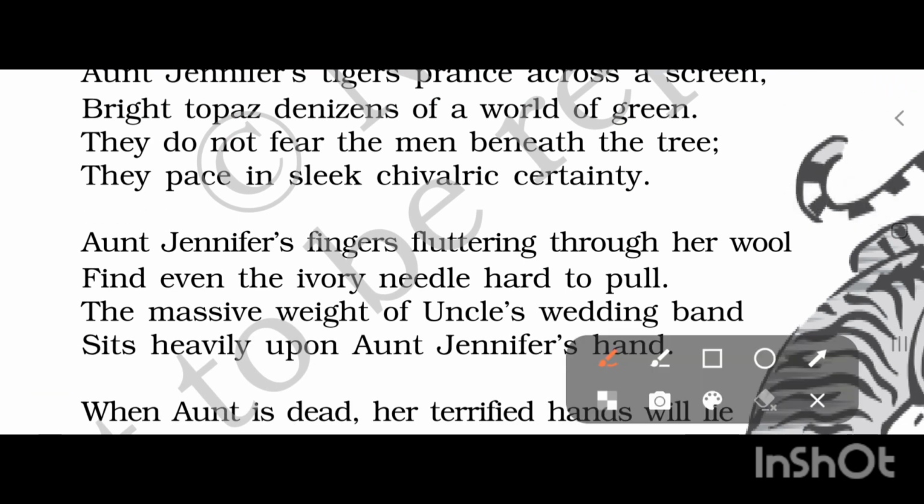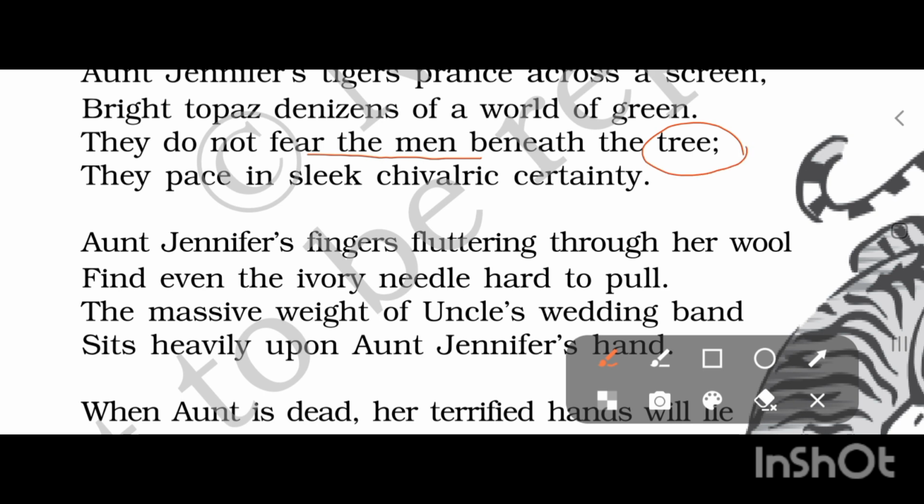Third one. They do not fear the men beneath the tree. Now in the third line, the poet says that these calf tigers do not fear the men. Here men means maybe the hunters who are beneath the tree. Here men refers to the hunters, and here tree means what? Tree means again forest.